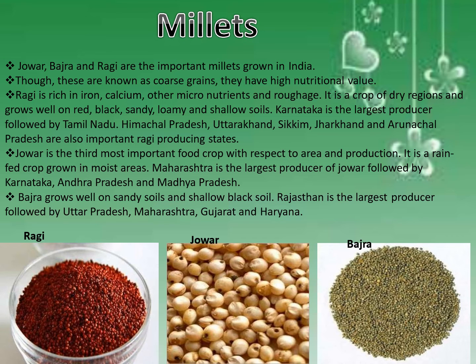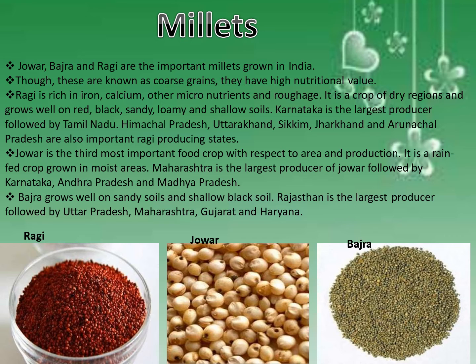Millets: jowar, bajra and ragi are the most important millets grown in India. Though these are known as coarse grains, they have high nutritional value. Ragi is rich in iron, calcium, and other micronutrients and roughage. It is a crop of dry regions and grows well on red, black, sandy, loamy, and shallow soils. So it grows in a variety of soils.